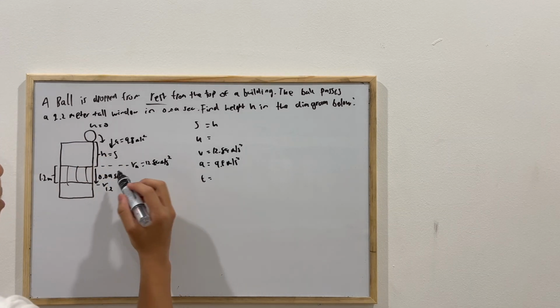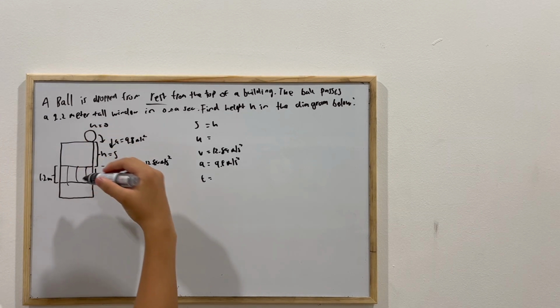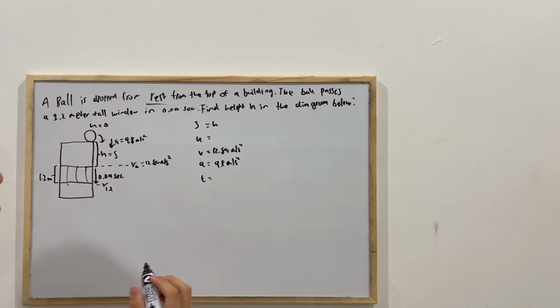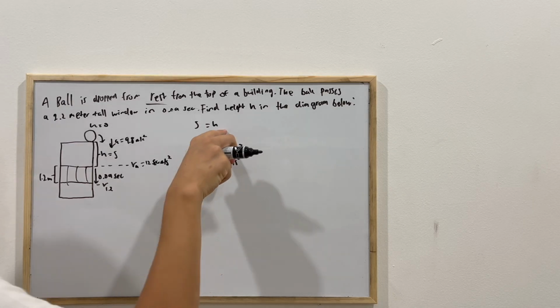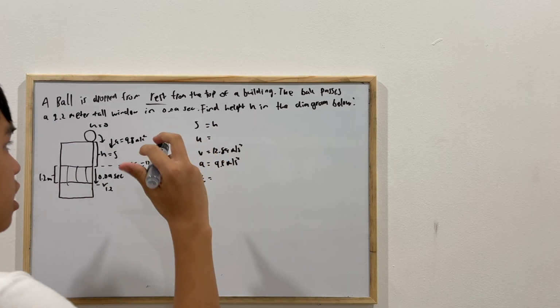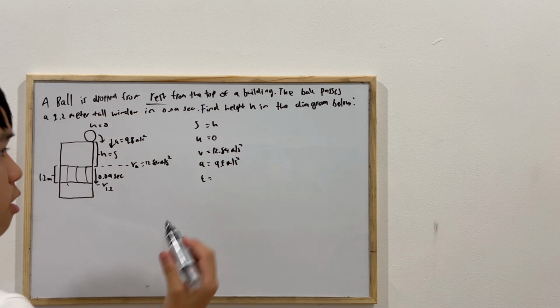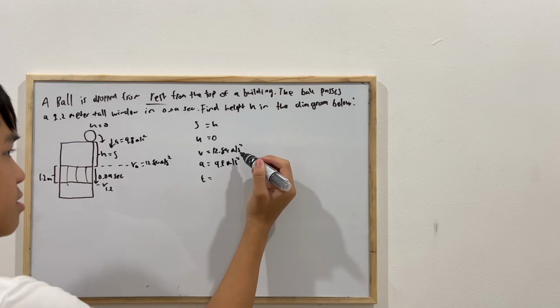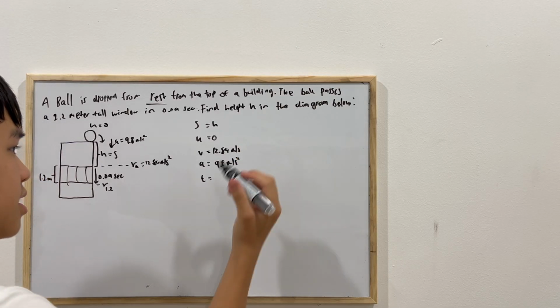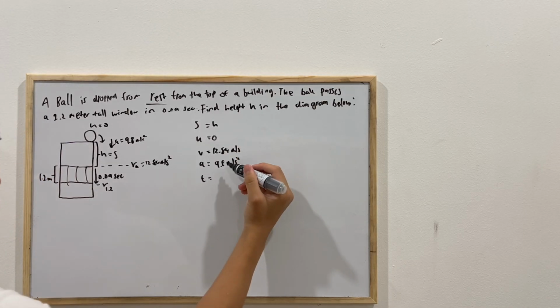Now that we know the final velocity at the interval H is 12.89, we can set up a new SUVAT table where S equals H, which we're trying to find, U equals 0, as we labeled before because it's resting. Our final velocity equals 12.89 meters per second. Sorry, that should be meters per second. And our acceleration is still 9.8 meters per second squared.